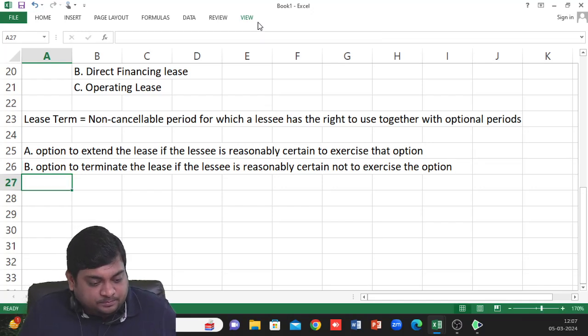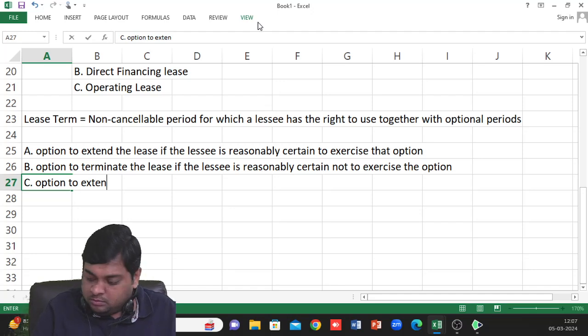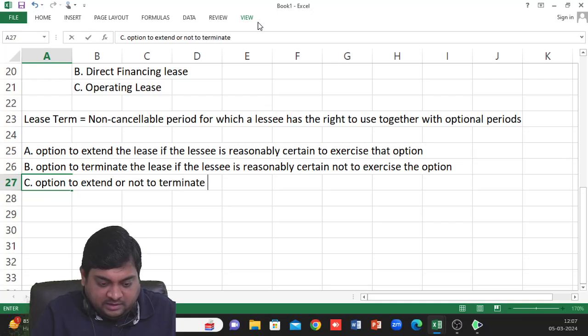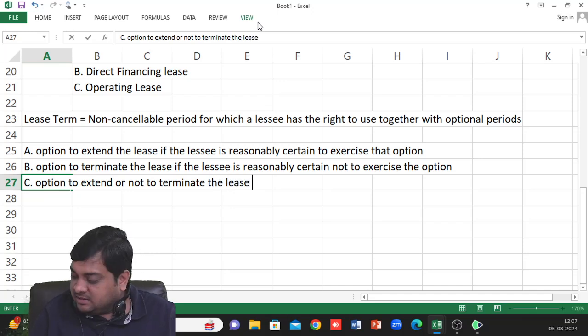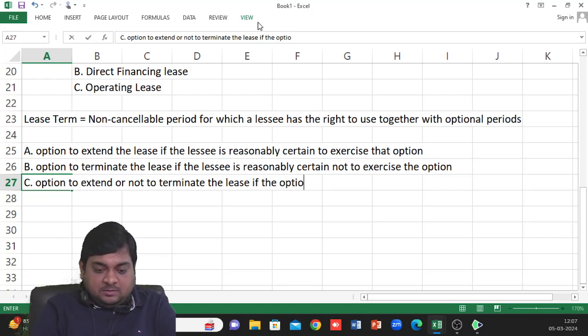Right? Option 2: extend, not to terminate the lease, if the option is controlled by the lessor.